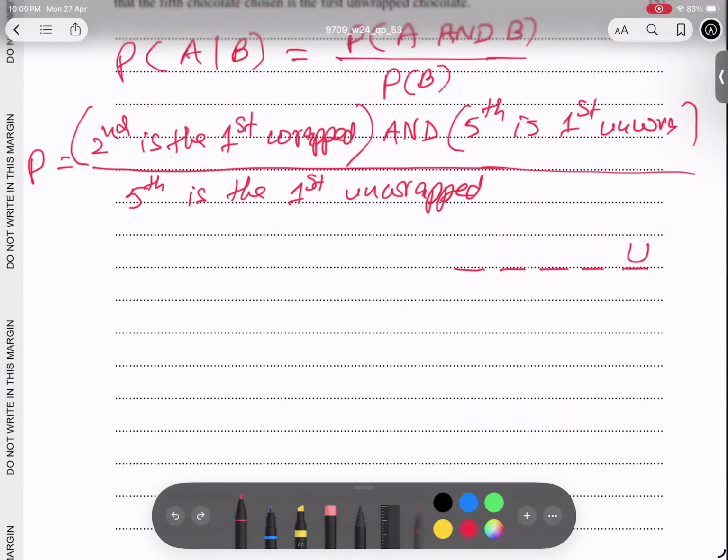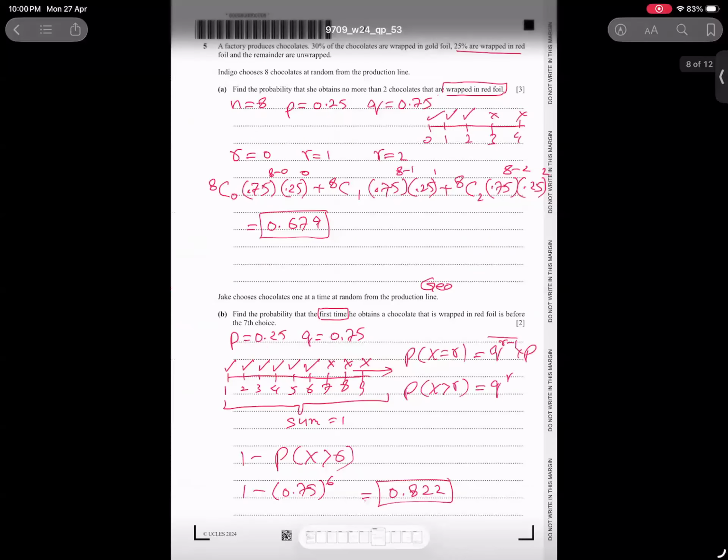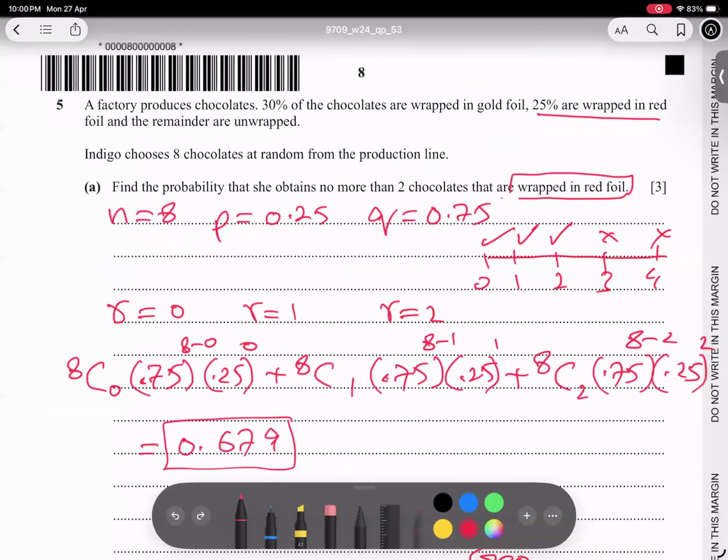And first of all, you must know, if we go back and check, how many wrap and unwrap we have in total. So let me think. 30% are gold foil. Let me write: 0.3 gold wrap. Okay, 25% is red wrap, so 0.25 is a red wrap. And unwrap is very naturally 0.45, since wrap is 0.55. So I write just U for unwrap. So these three conditions we have to take.